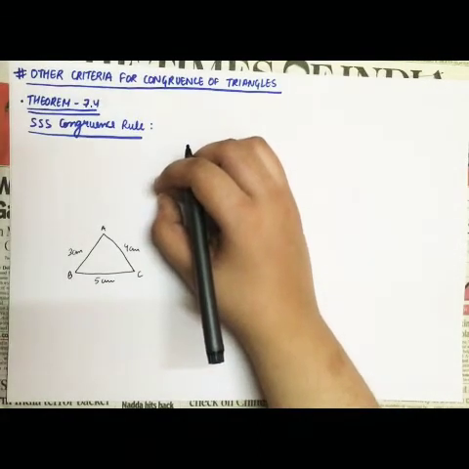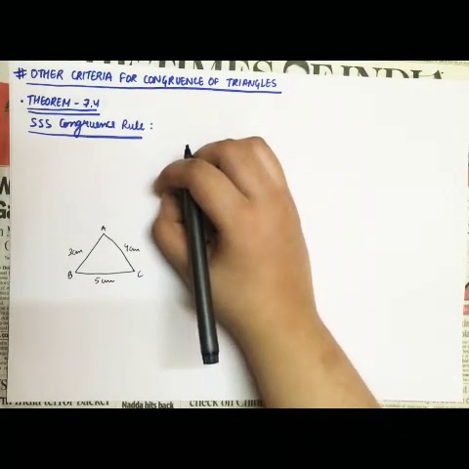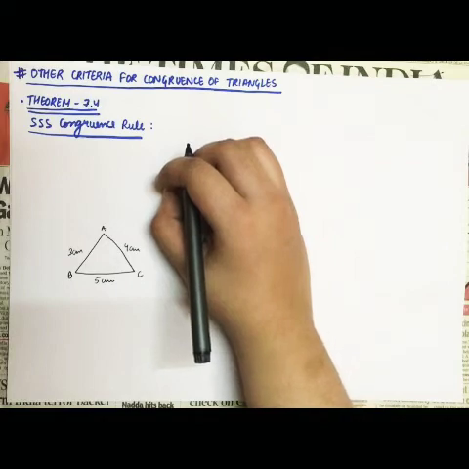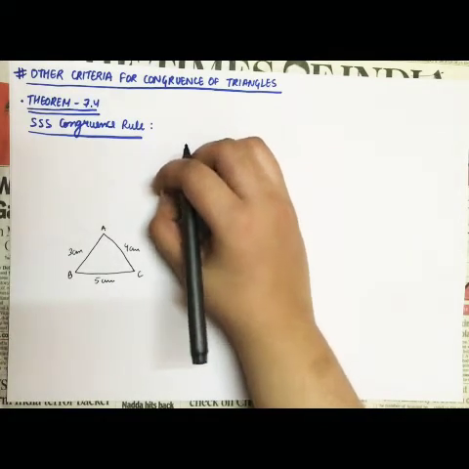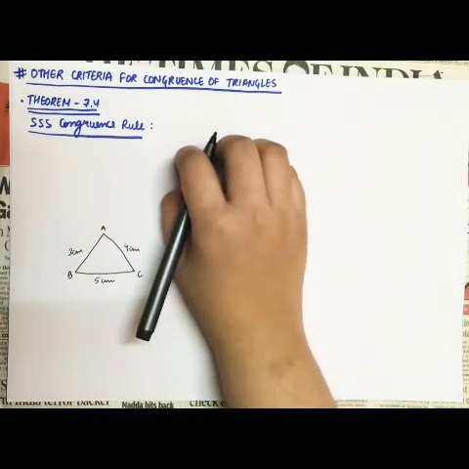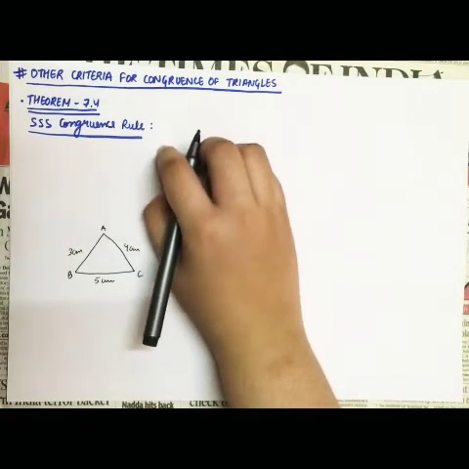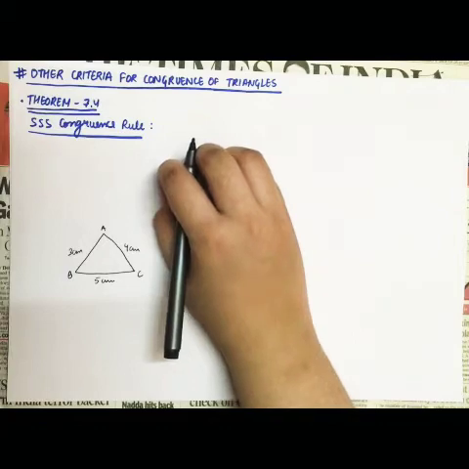Hello everyone, today we will continue chapter Triangles. We will start with the topic other criteria for congruence of triangles. We will start with theorem 7.4, which is the SSS congruence rule, which means side, side and side.